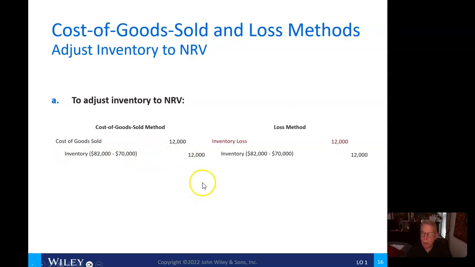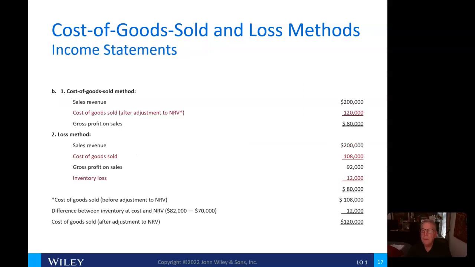Now, if we use the loss method, we're still going to reduce inventory with a credit of $12,000, but the debit is going to be to inventory loss, not cost of goods sold. In a way, that makes sense to me because we haven't sold any inventory. We've just taken a loss on that inventory. But sometimes that inventory loss can be misleading and maybe not as communicative as the cost of goods sold method. Okay, so how does the income statement look?